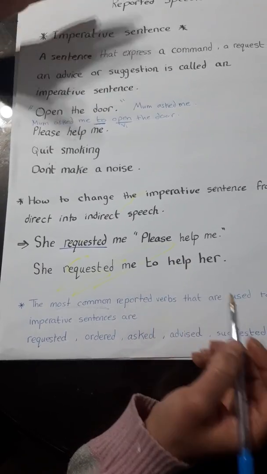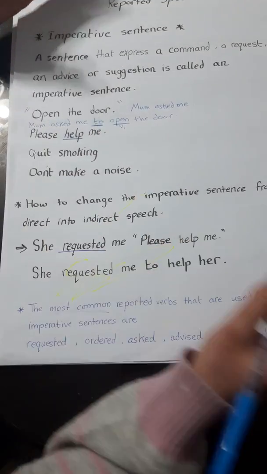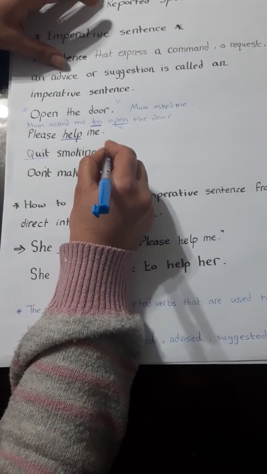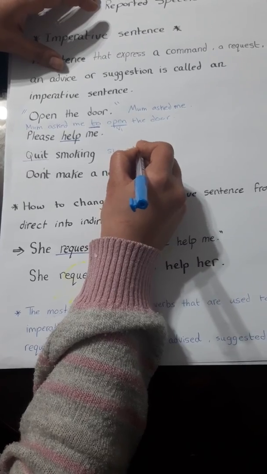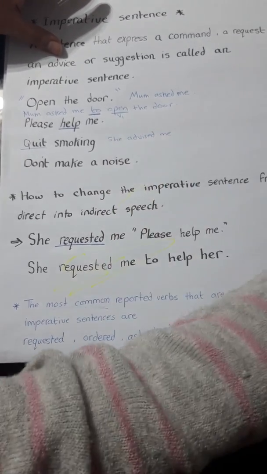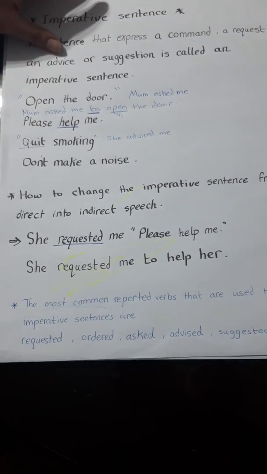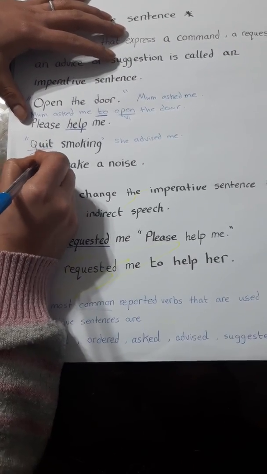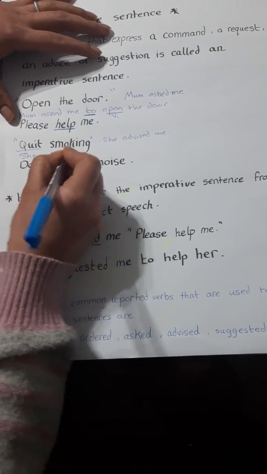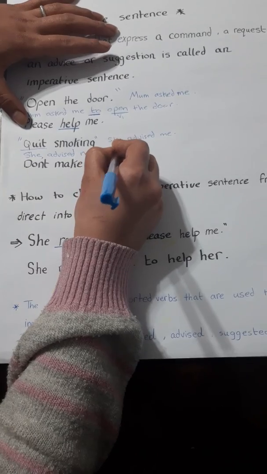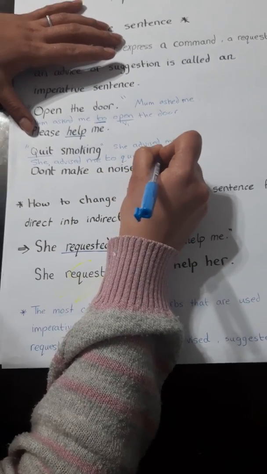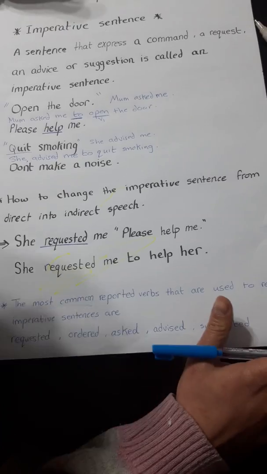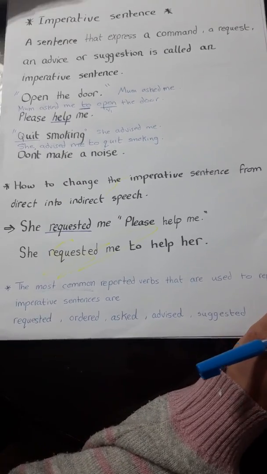To help her. Notice that the imperative sentence always has verb 1. Help. Quit smoking. So she maybe advised me. When we change this sentence from direct into indirect, she advised me to quit smoking. It's a very simple sentence to change from direct into indirect.